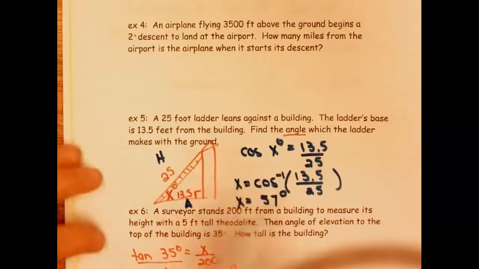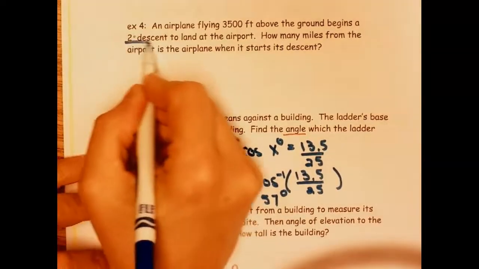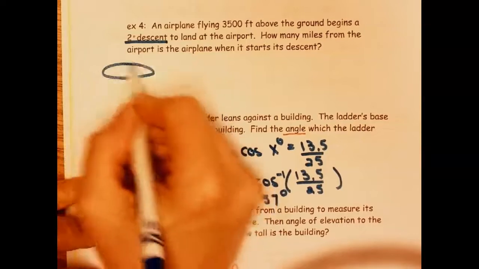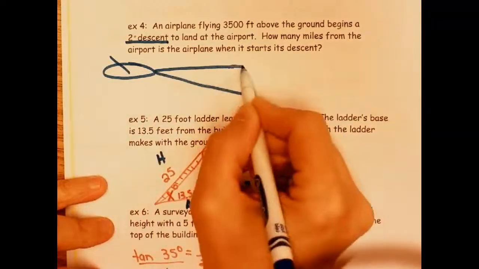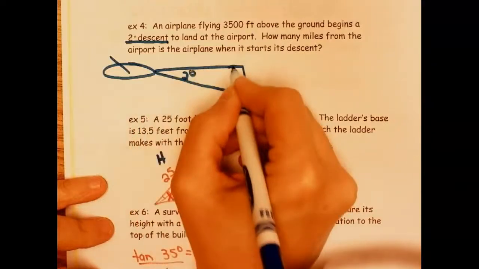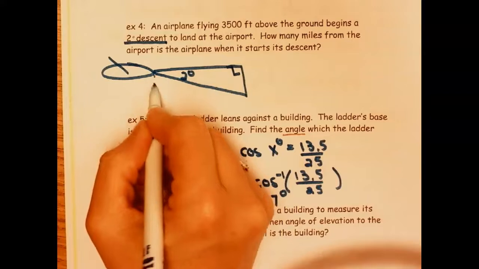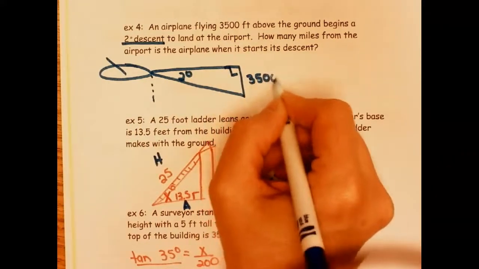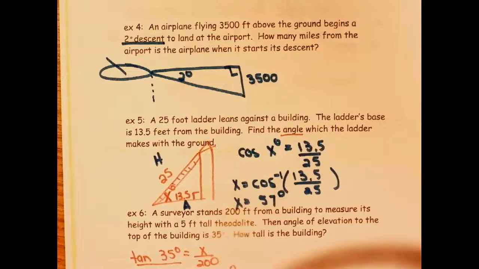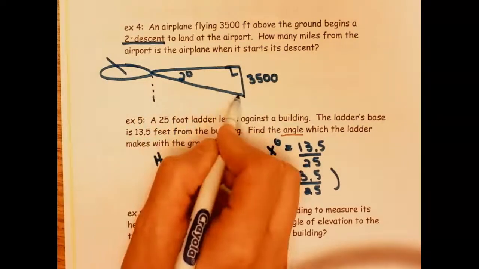Let's go to number 4. It says we have a 2-degree descent. So if you can imagine, not a very good picture, but here's my plane. Here's that 2 degrees that we're coming down. It says it's 3,500 feet above the ground. That means this is 3,500, so in my triangle, this opposite side is 3,500. They want to know how many miles from the airport is the airplane when it starts its descent, so they're looking for this distance right here.